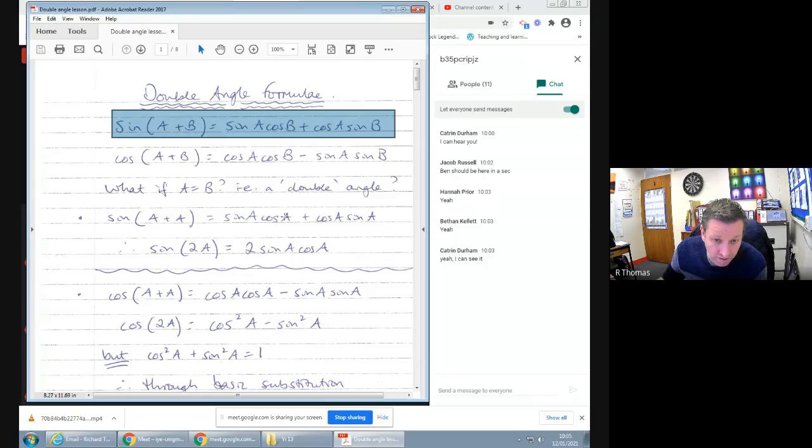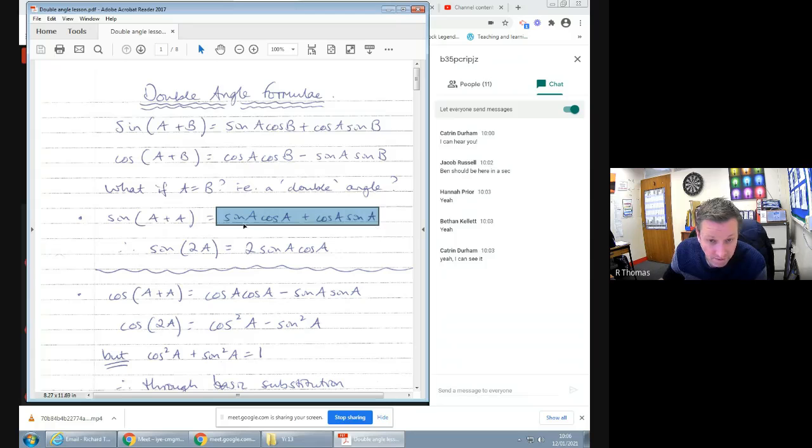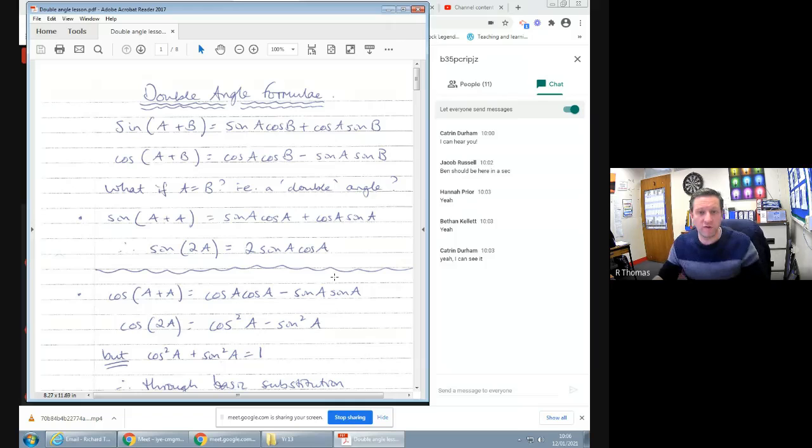And of course, 2 times 3 is 6, and 3 times 2 is 6. Doesn't matter which way around they are. Those two things there are the same, right? They're both the same. So I have effectively 2 sine A cos A. So that is your first double angle formula, right? Sine of 2A is 2 times sine A times cos A.